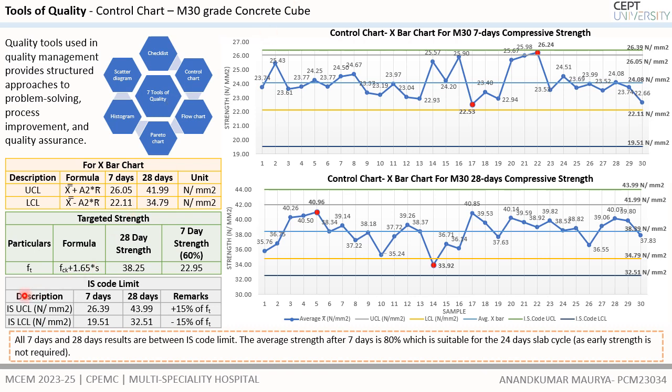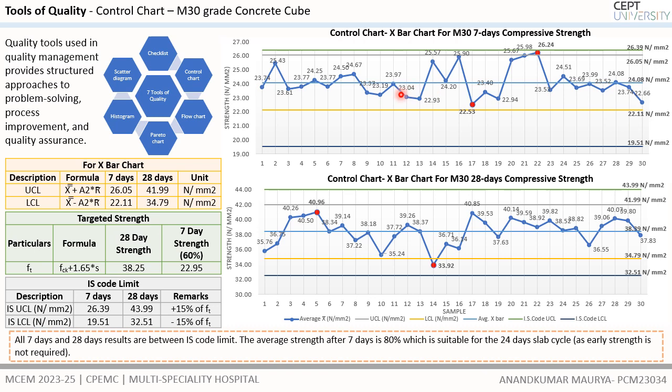Based on IS 456, the targeted strength for M30 is 38.25 Newton per mm square, and for 7 days its 60% strength should be 22.95 Newton per mm square. According to the IS code, variation allowed is plus 15% and minus 15% of the targeted strength, which is 26.39 and 19.51 for the 7 days cube, and 43.99 and 32.51 upper control limit and lower control limit respectively for the 28 days compressive strength.